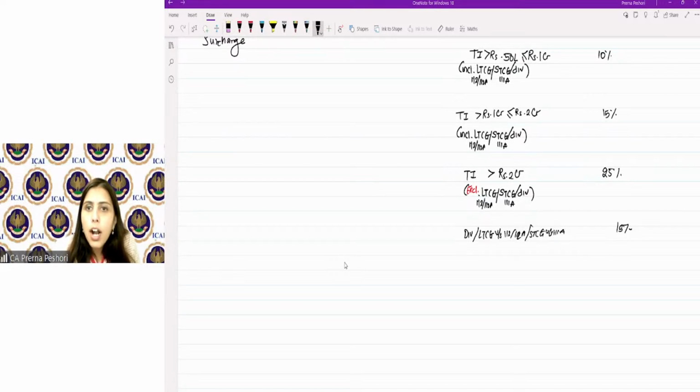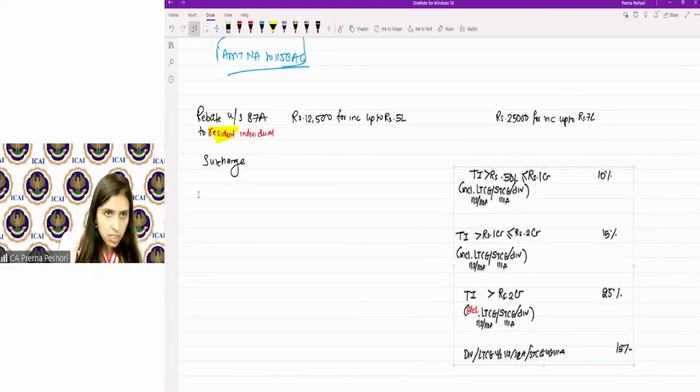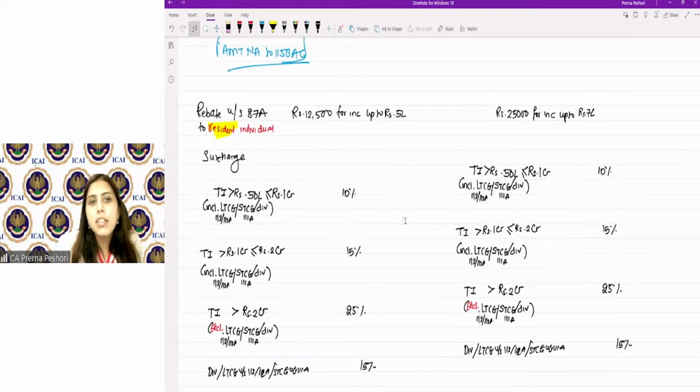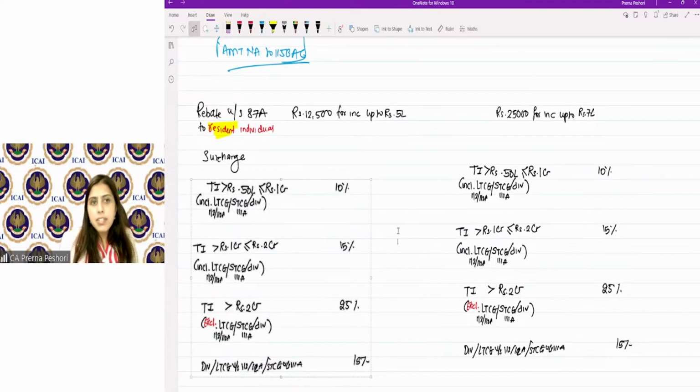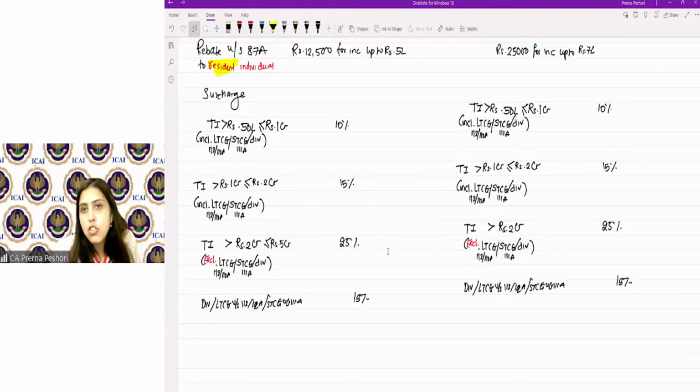Are we clear? Now, under the normal provisions, where the total income is greater than rupees 50 lakhs but less than rupees 1 crore, then it is 10%, same. Where the total income is greater than 1 crore but less than or equal to 2 crore, then it is 15%. And where the total income excluding the dividend is greater than 2 crore but less than or equal to rupees 5 crore, then the surcharge is 25%. But as I said, on dividend, long-term capital gain and short-term capital gain, the highest surcharge is 15%.